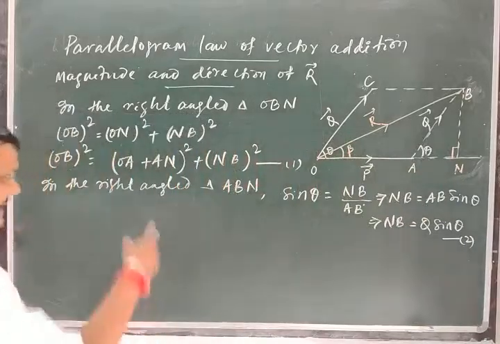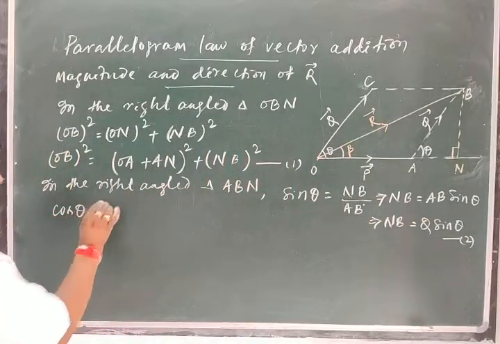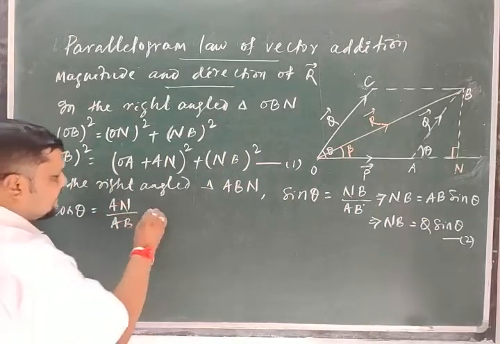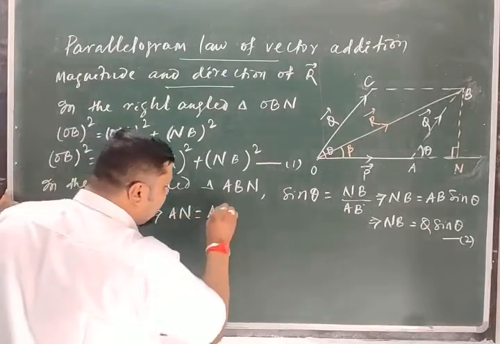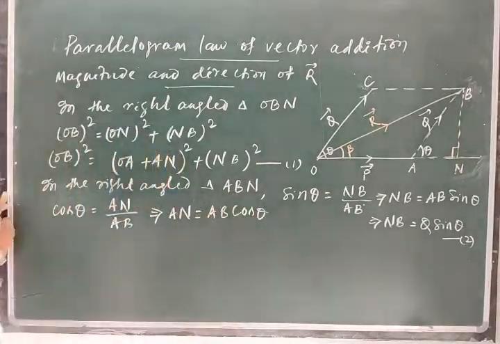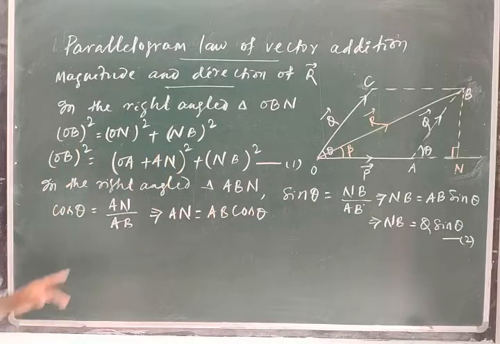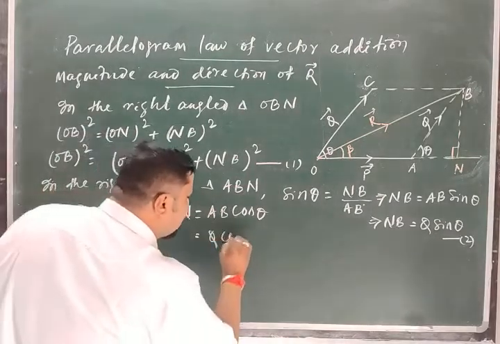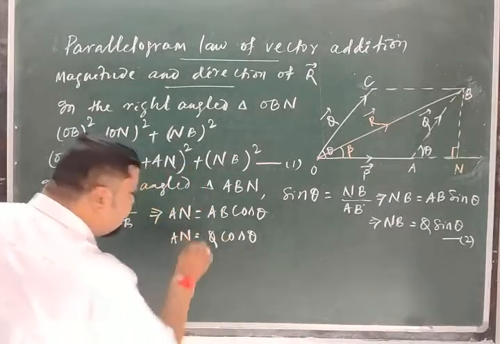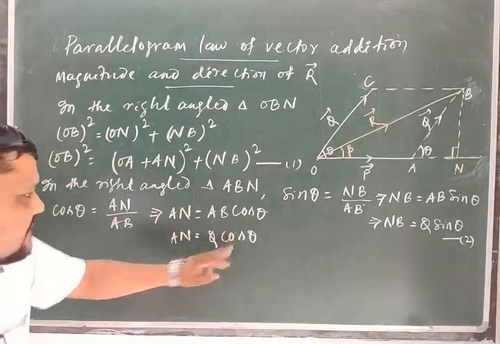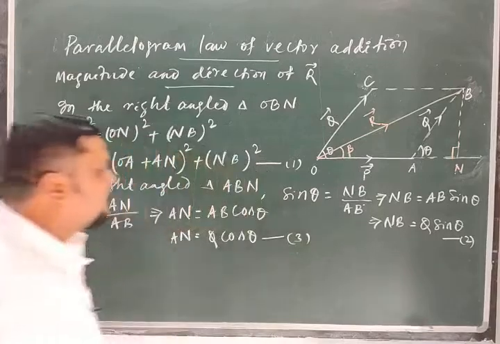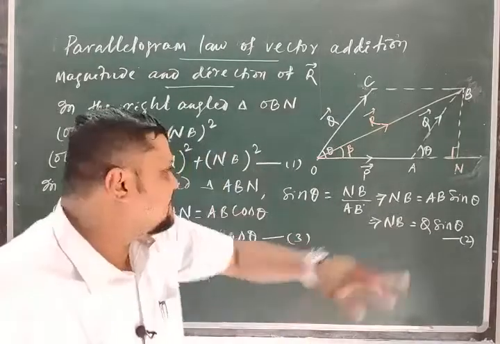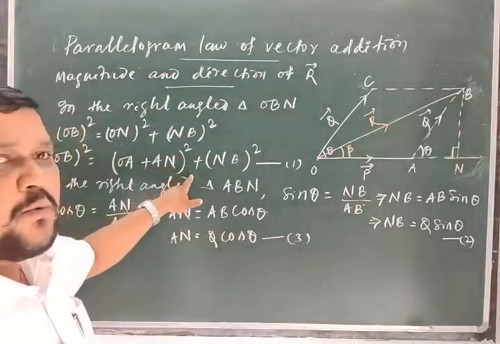Clear? Similarly in the triangle, what is cos theta? Cos theta is equal to AN by AB. This implies AN is equal to AB cos theta, the same derivation. AB is nothing but Q, so AN is equal to Q cos theta. So this is equation number 3. Now you see here, I got the AN and the NB. Now I put this NB and AN in equation number 1.